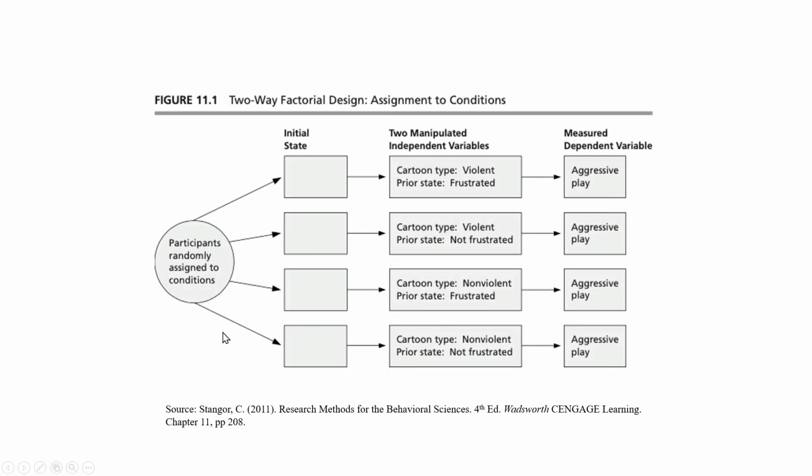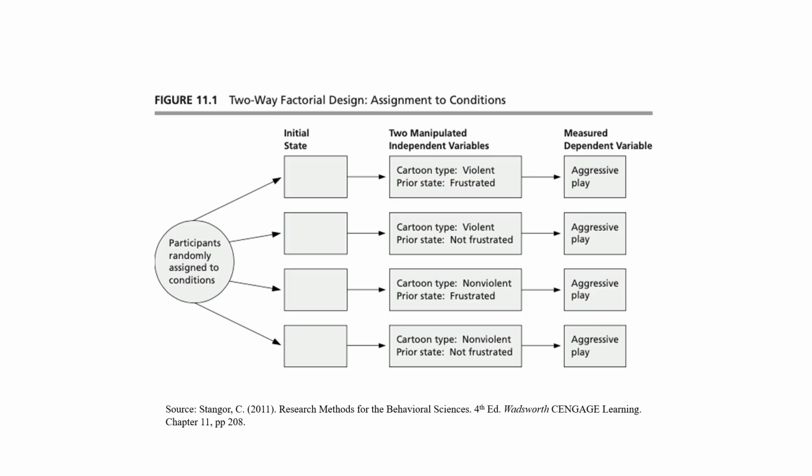So, this is basically the thing. Obviously, you start with the creation of initial equivalence. Now, remember I said 2x2, 4 conditions. What are the 4 conditions? Look at it. Prior state frustrated, made them watch violent video games. Prior state frustrated, made them watch non-violent video games. Similarly, prior state non-frustrated, make them watch violent video games. Prior state non-frustrated, make them watch non-violent video games. So, you have 4 conditions as a result, 2x2, 4.